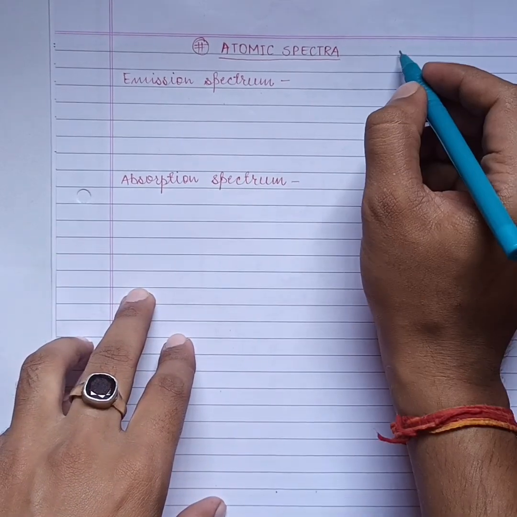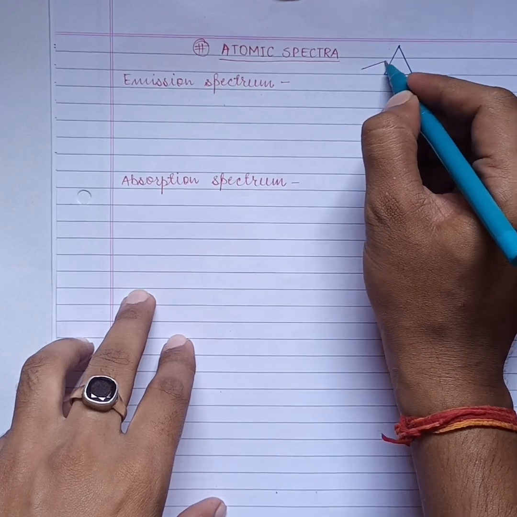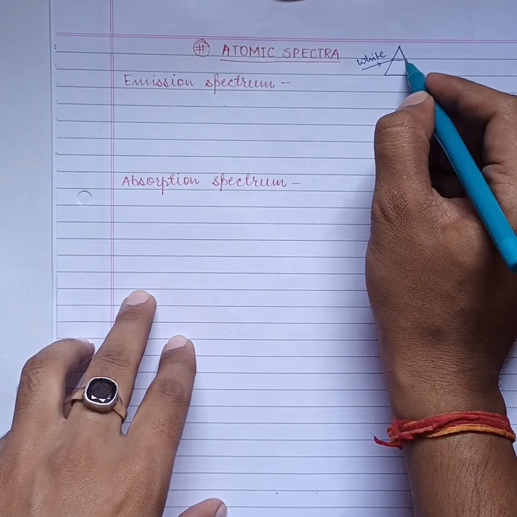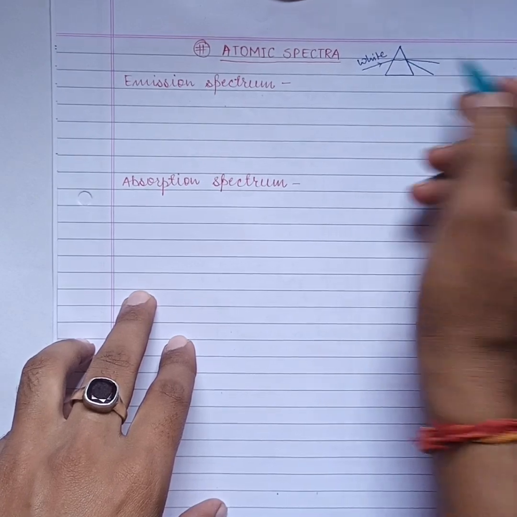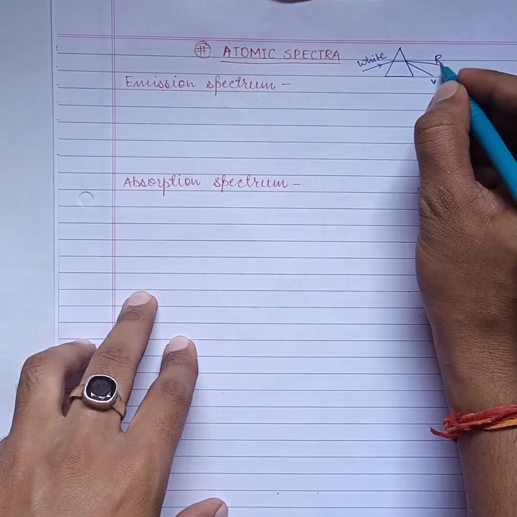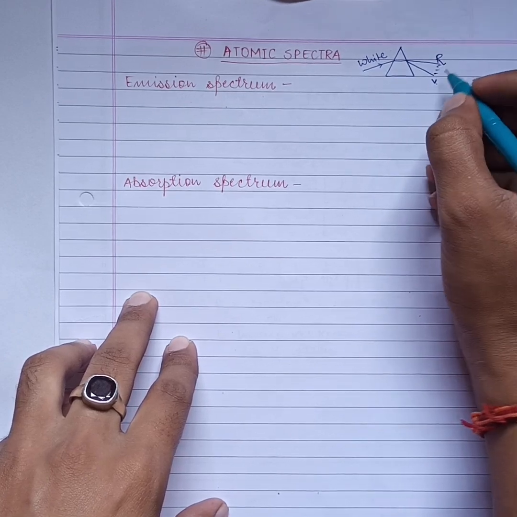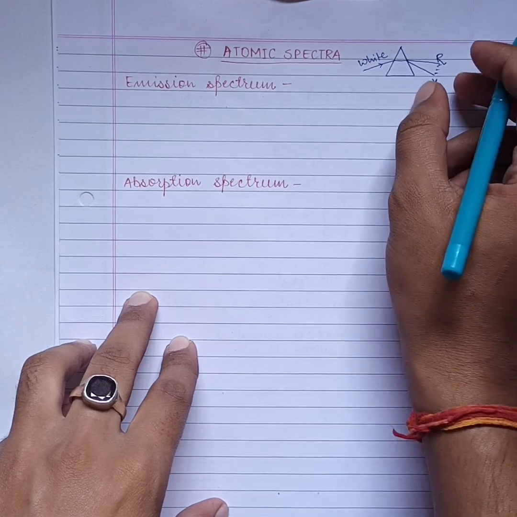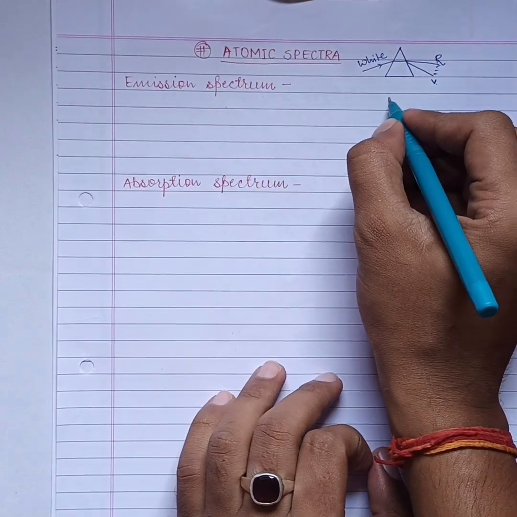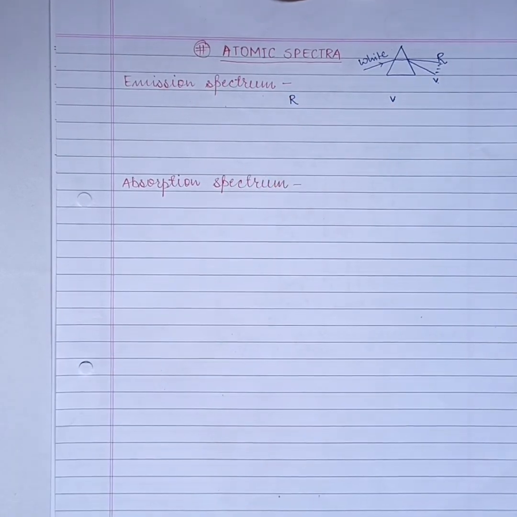Students, we have learned that when we pass white light through a prism, the white light is dispersed into 7 different colors, ranging from V to R, that is from violet to red, VIBGYOR. These 7 constituent colors form a series, from violet to red.